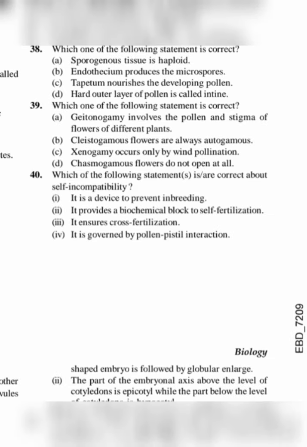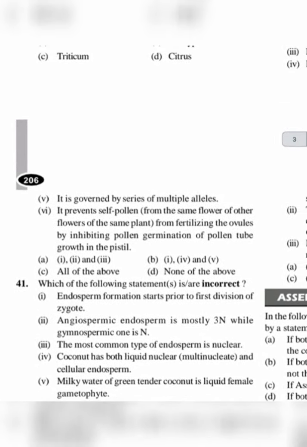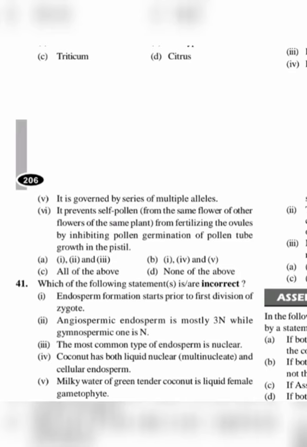Question number 40. Which of the following statements is or are correct about self incompatibility? 1. It is a device to prevent inbreeding. 2. It provides a biochemical block to self fertilization. 3. It ensures cross fertilization. 4. It is governed by pollen pistil interaction. And 5. It is governed by a series of multiple alleles. 6. It prevents self pollination, that is from the same flower to other flowers of the same plant, from fertilizing the ovules by inhibiting pollen germination or pollen tube growth in the pistil. So option A is 1, 2 and 3. B is 1, 4 and 5, C is all of the above and D is none of the above.